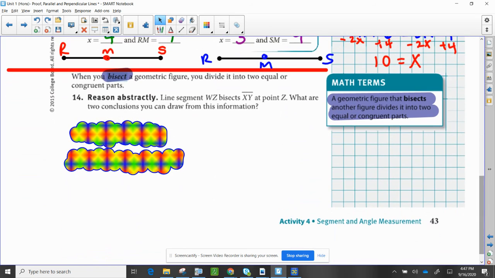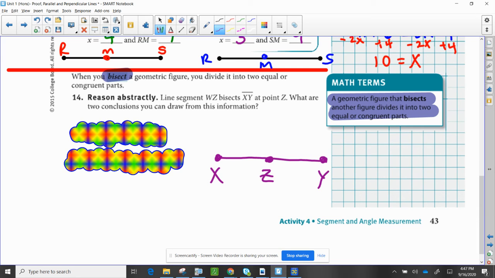All right, one last vocab word for the day, and that is bisect. When you bisect a geometric figure, you divide it into 2 equal congruent parts. They're going to have us look at this situation where a line segment WZ bisects XY at point Z. So we have a line segment XY, and at a point Z, it gets bisected by this segment, which we're going to call WZ.